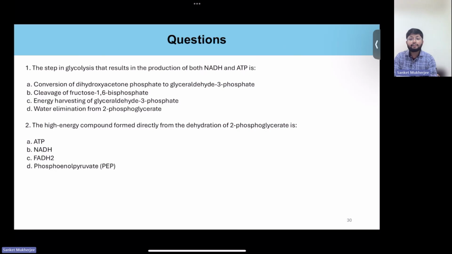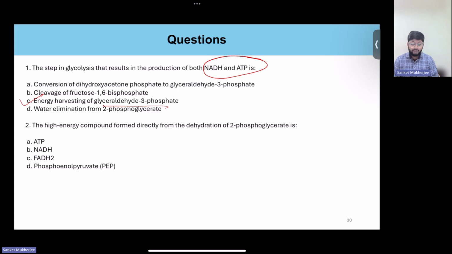The step in glycolysis that results in the production of both NADH and ATP is: A, conversion of dihydroxyacetone phosphate to glyceraldehyde 3-phosphate, B, cleavage of fructose 1,6-bisphosphate, C, energy harvesting of glyceraldehyde 3-phosphate, or D, water elimination from 2-phosphoglycerate. So the energy harvesting step of glyceraldehyde 3-phosphate results in production of both NADH and ATP.